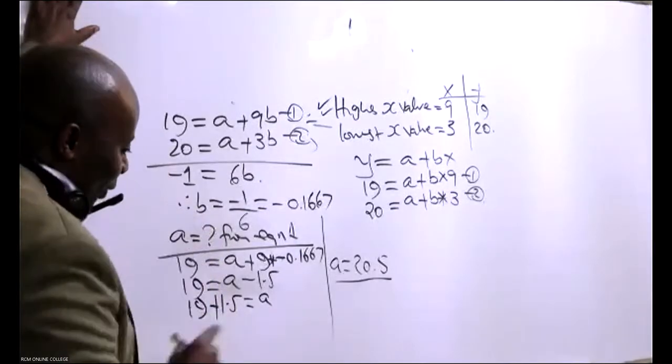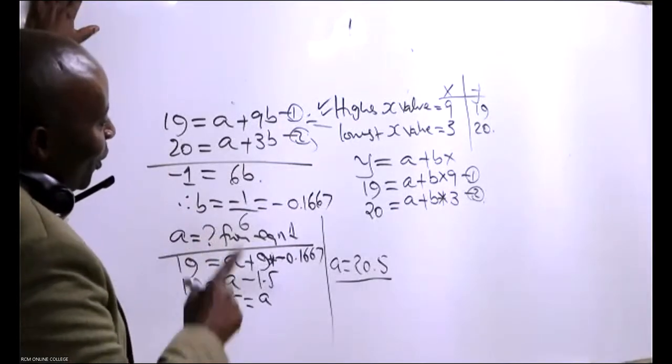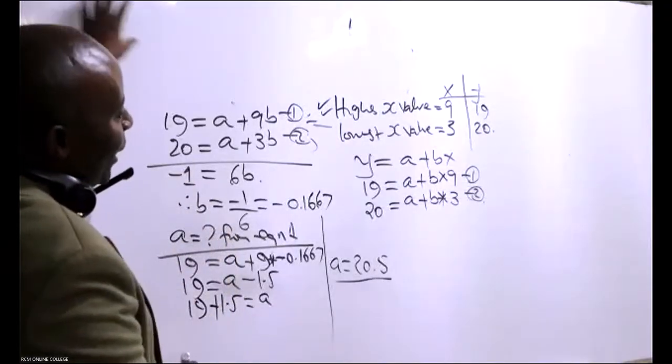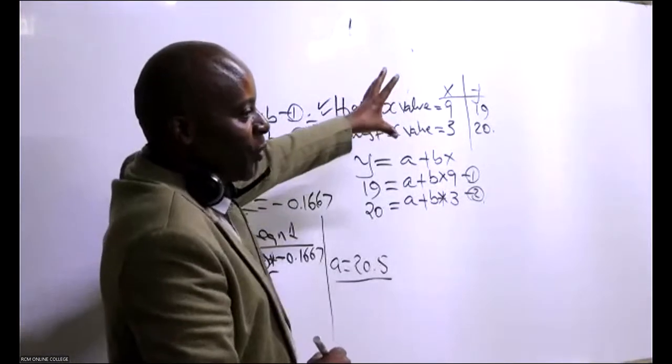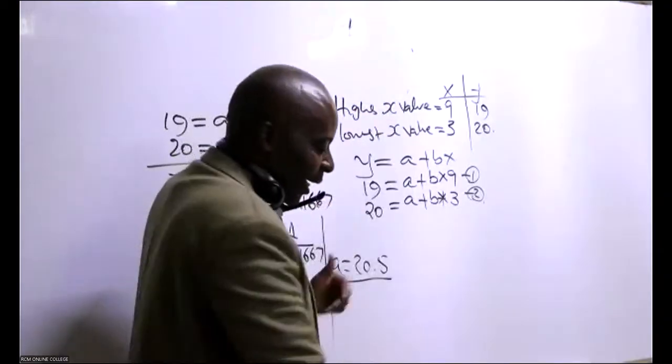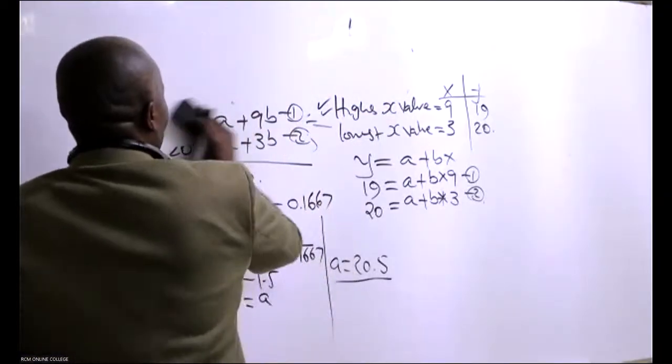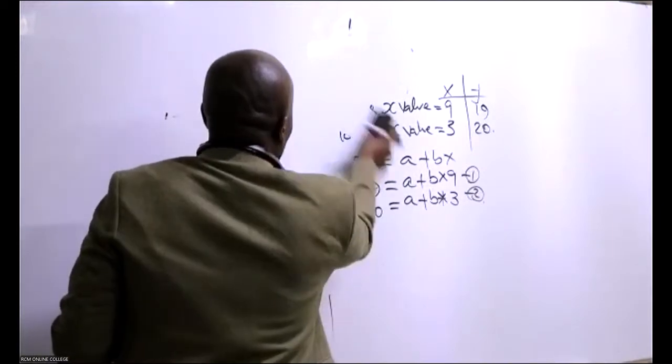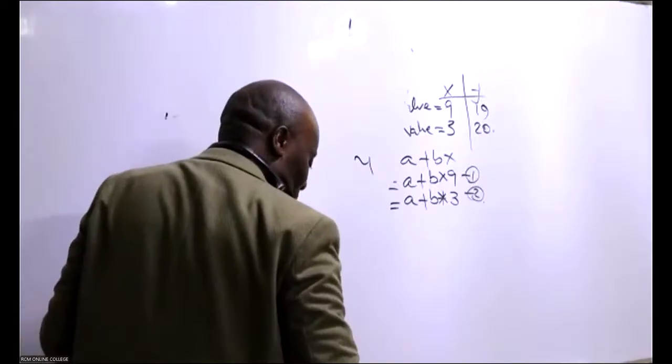But again, there is a catch word, and your examiners always use this catch word to catch so many students. Your examiner will not tell you which one is X and which one is Y. Your examiner will come and give you something like this. He'll give you two variables.